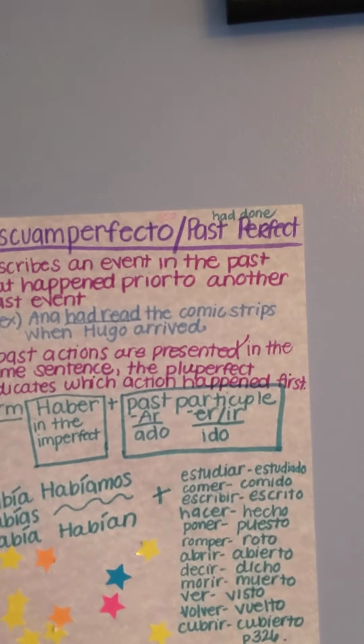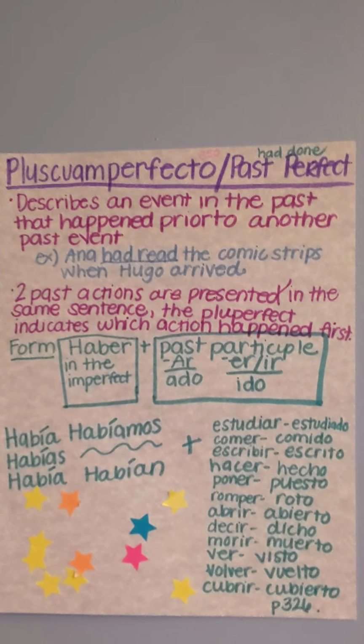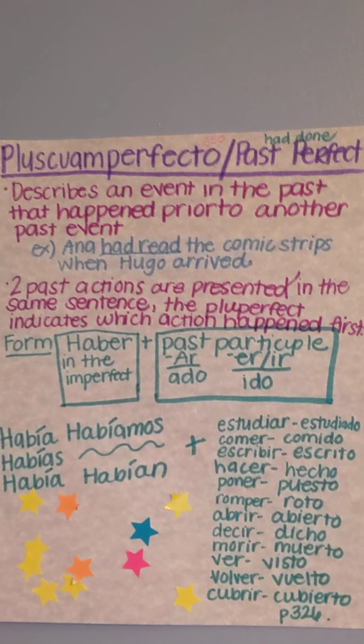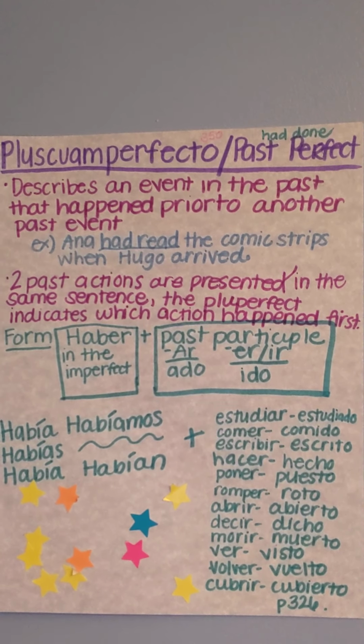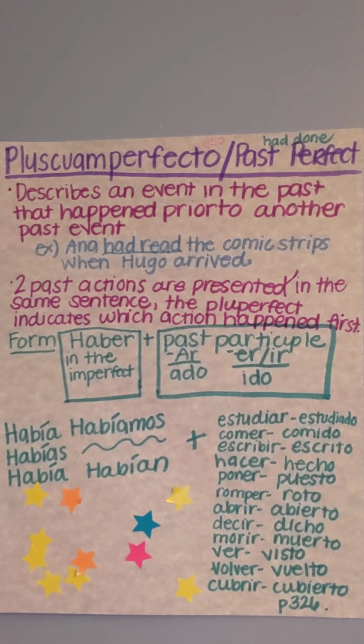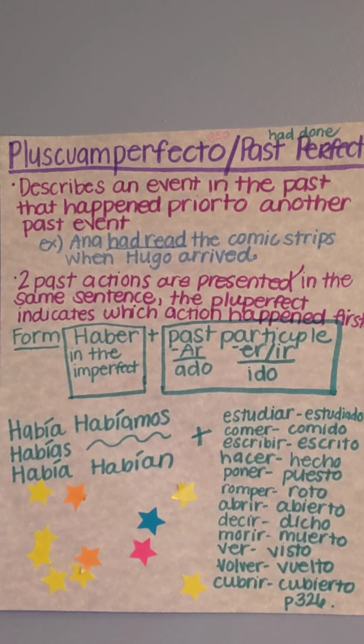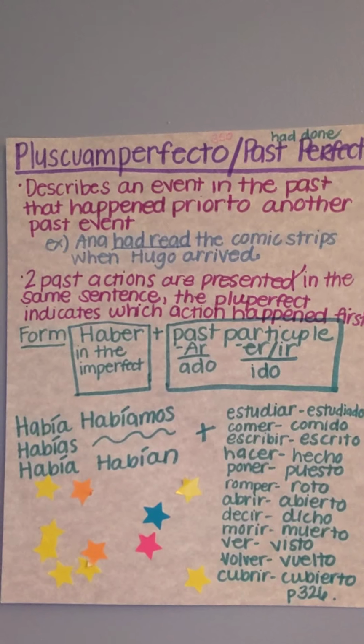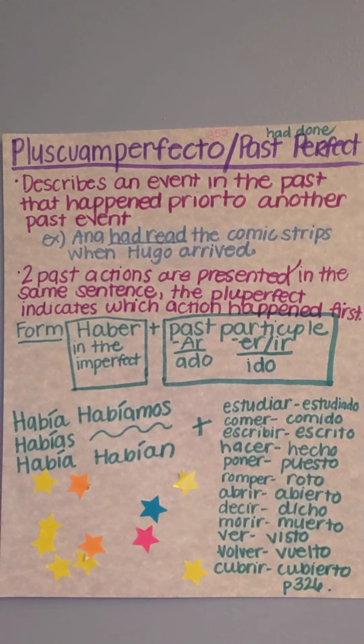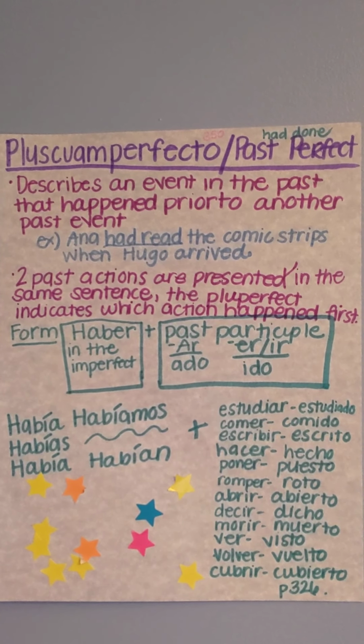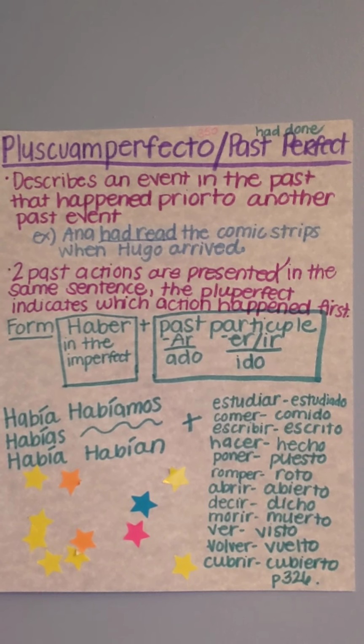And then basically another thing to take note of, we're going to talk about two past actions that are presented in the same sentence, but the pluperfect is letting us know that it happened first. So two past actions are presented in the same sentence. The pluperfect indicates which action happened first.